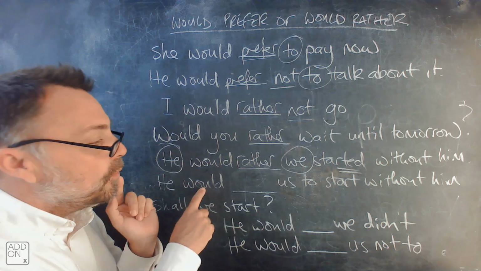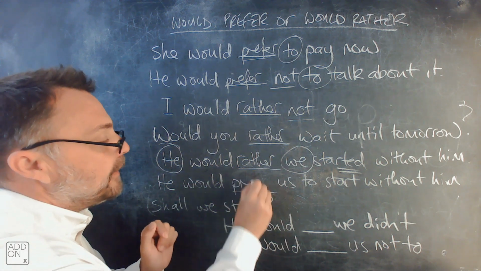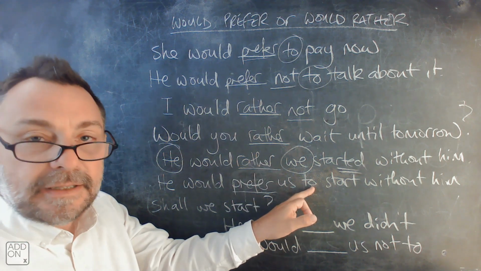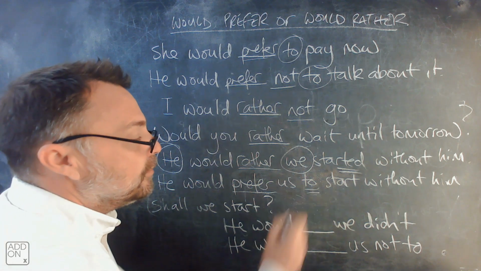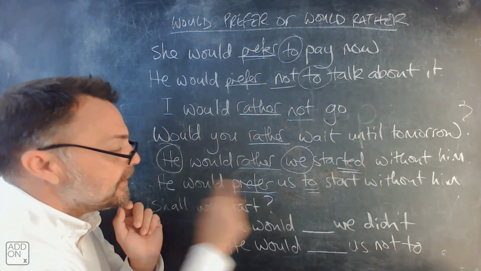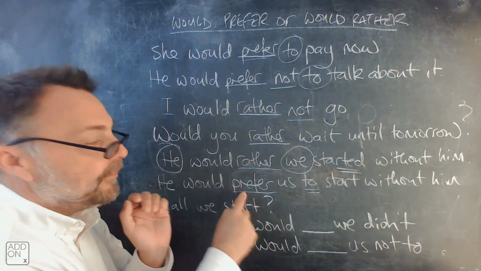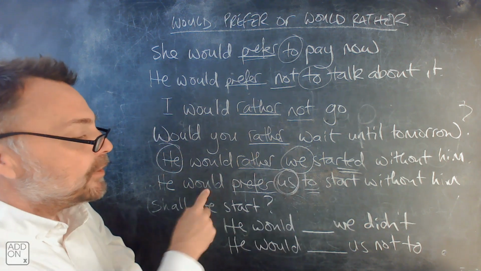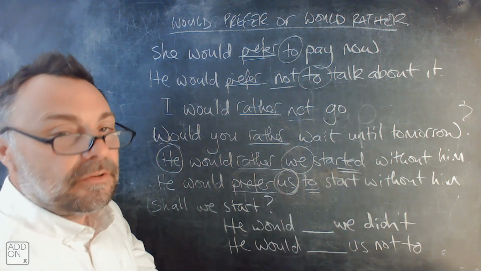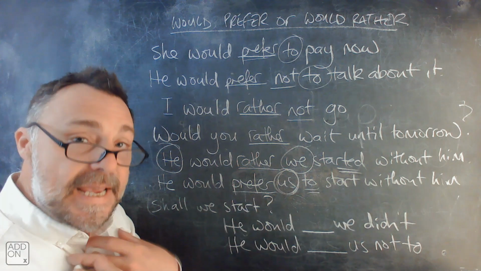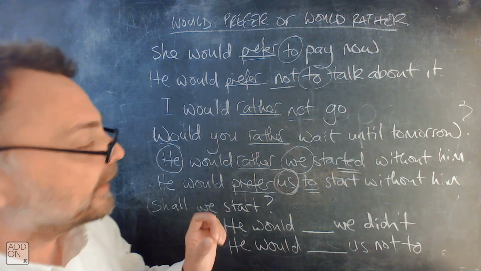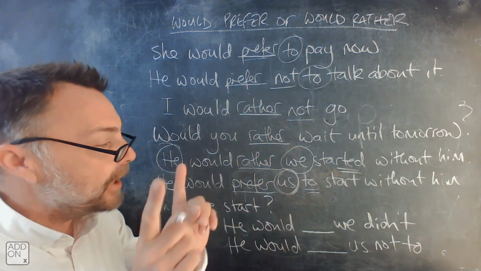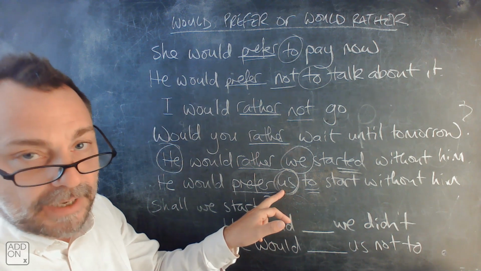Okay, now here it's prefer because we are not using the past with prefer. We are using the infinitive. And you will see as well, if there are two different subjects for the preference and for the verb, we use the object pronoun. He would prefer us to start without him. He would prefer me to start without him. Okay, so prefer doesn't use the past. Prefer uses the infinitive, but it uses the object pronoun.